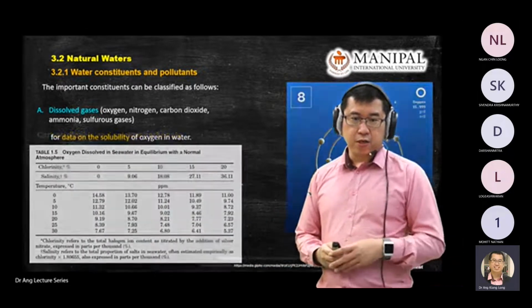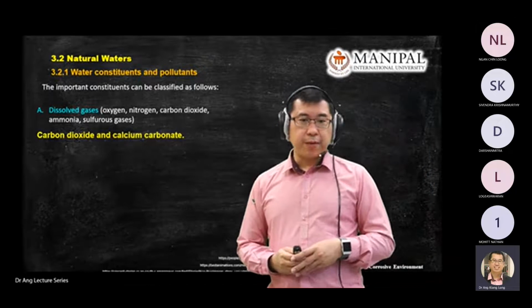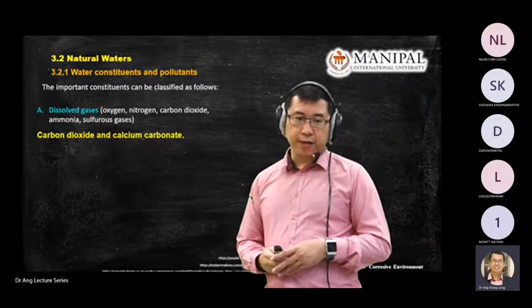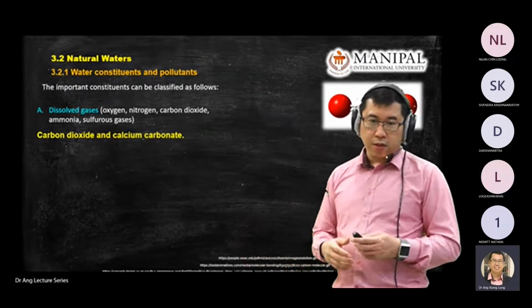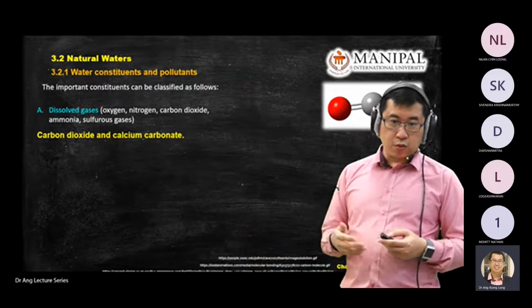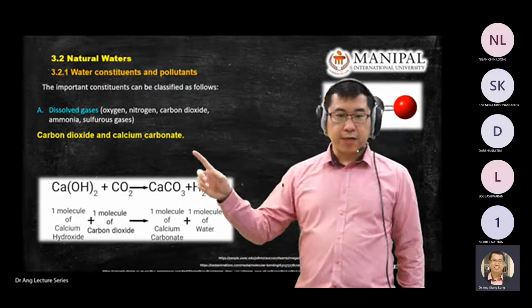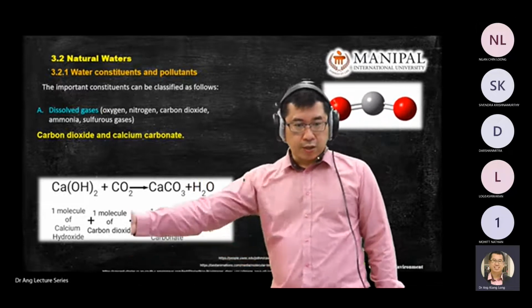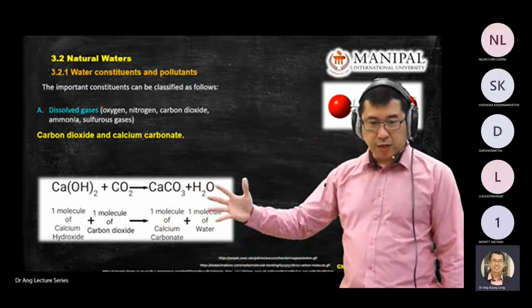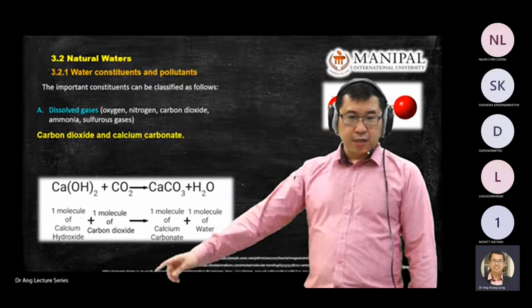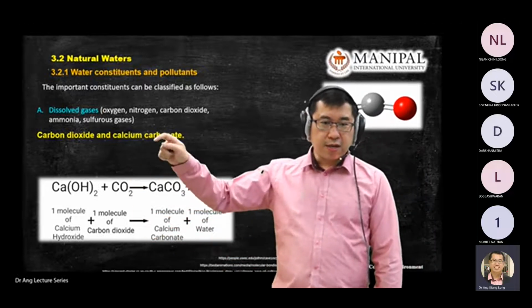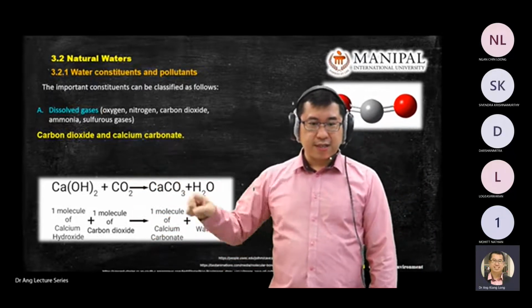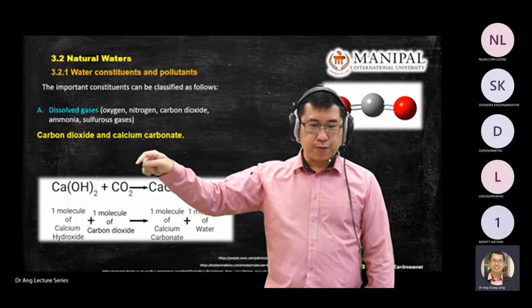Okay, this is oxygen. What about carbon dioxide and calcium carbonate, right? So carbon dioxide, you know, is CO2. Calcium carbonate is maybe a new term for you. So let's look at one chemical process here. How does carbon dioxide contribute to corrosion?